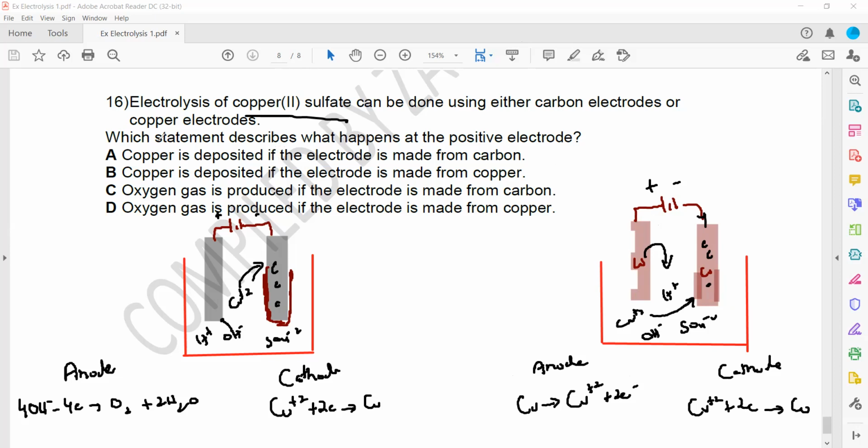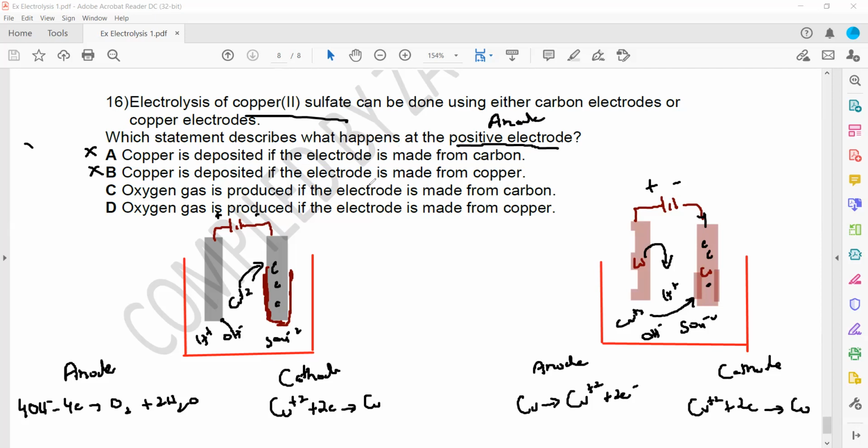Now we have to check the statements. Which statement describes what happened at positive electrode or anode? At anode, copper is deposited. Look, copper is a positive ion. Copper can never be deposited at anode. Copper is not collected at anode. So even A and B cannot be an answer, because copper is deposited if the electrode is made up of carbon or copper, that's wrong, because copper is a positive ion, so it can only be deposited at the negative electrode.